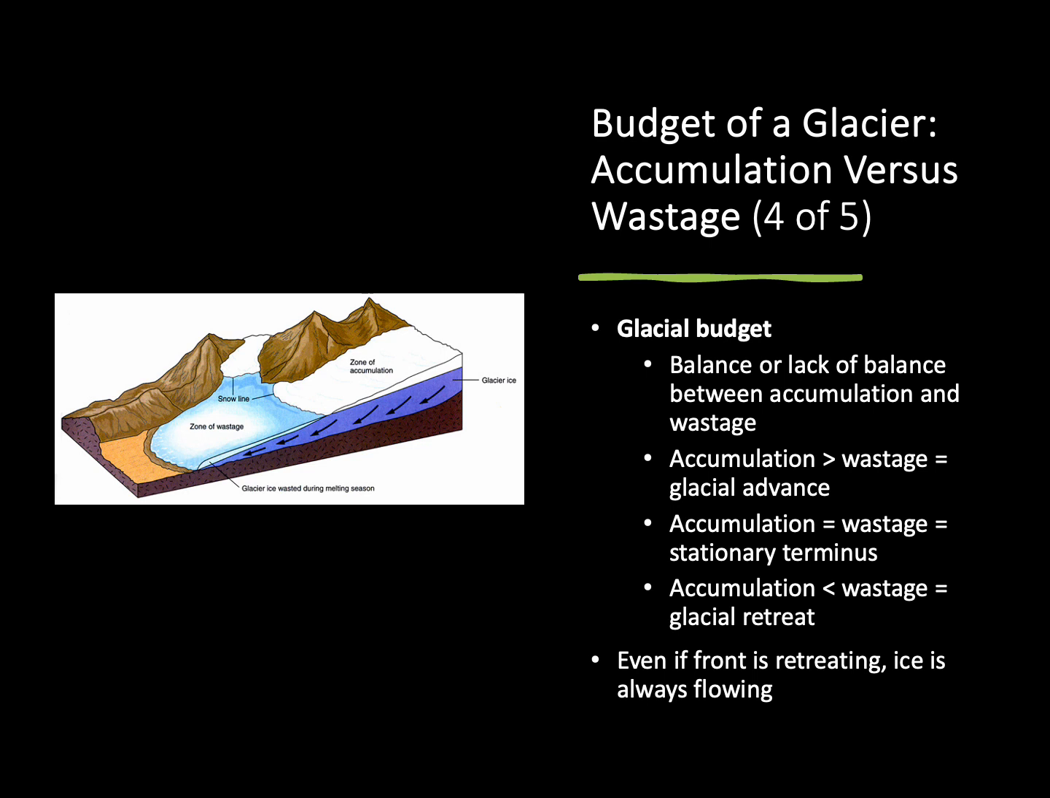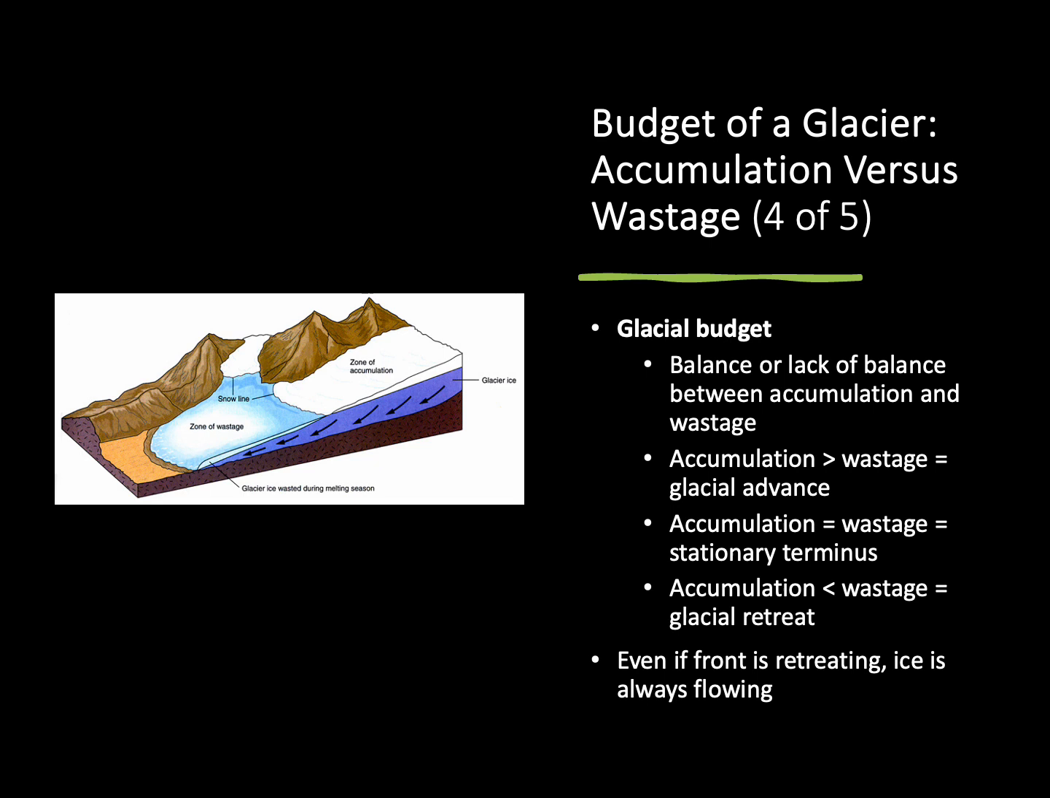Another possibility is where we have an equal amount of growth and melting. In this case, our accumulation and our wastage of ice cancel each other out, and we call this a stationary terminus. It just means that the glacier isn't growing, it isn't shrinking, it's staying stationary, or in one spot.